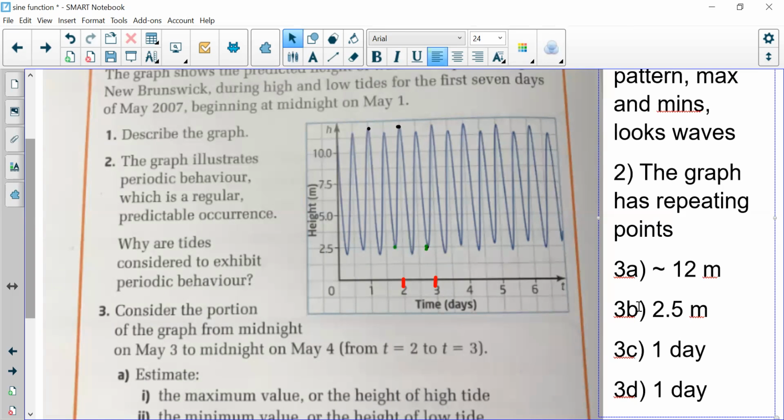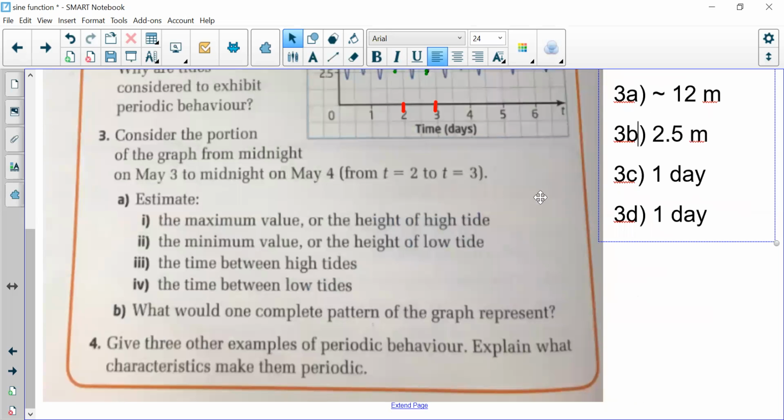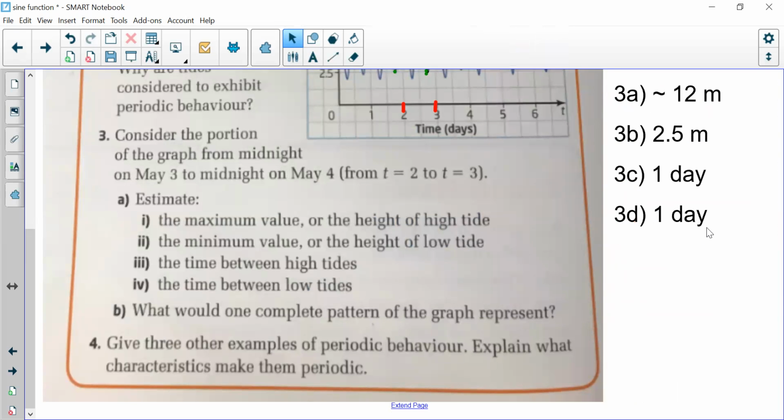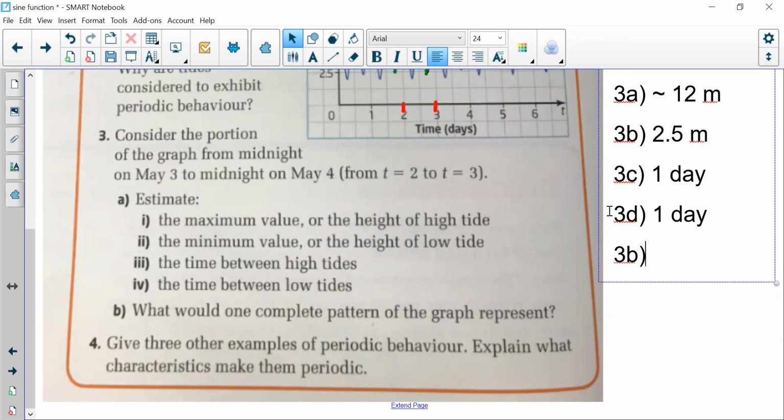Okay, so this was actually 3. I'll change it. Hopefully you guys have it in the right spots. What would one complete pattern of the graph represent? One week. So just follow one complete pattern, not the whole graph.